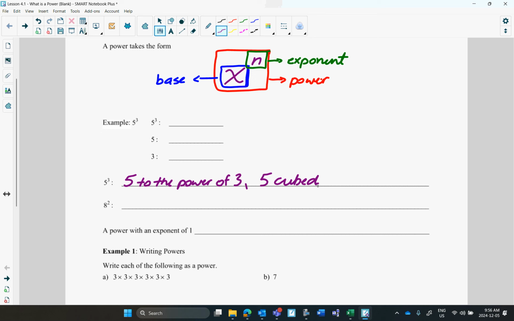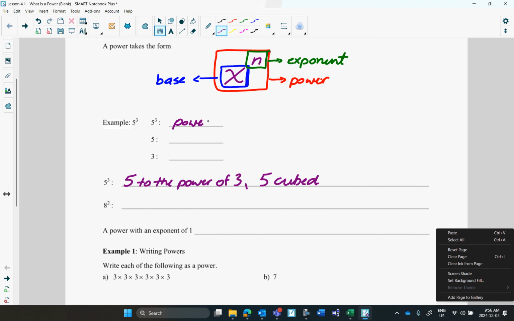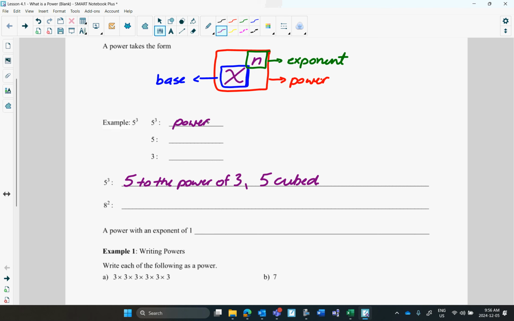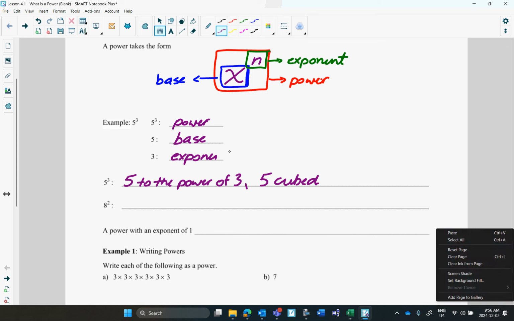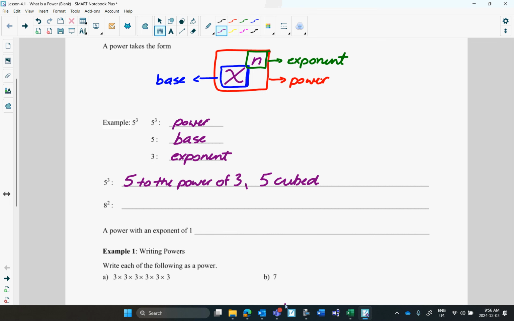So in this one, the 5 and the 3 together are the power. The 5 is what we're going to multiply by itself. That's the base. And the 3 tells us how many times to multiply the base by itself. That's the exponent. And so for 5 to the power of 3, or 5 to the third power, or 5 cubed, like Zara said, it means 5 times 5 times 5.